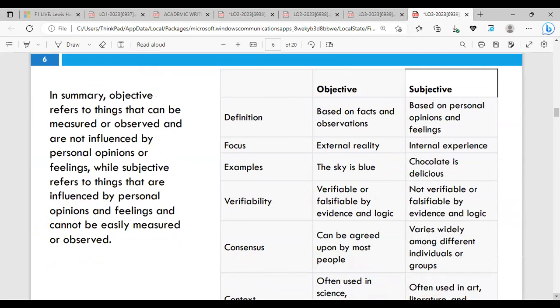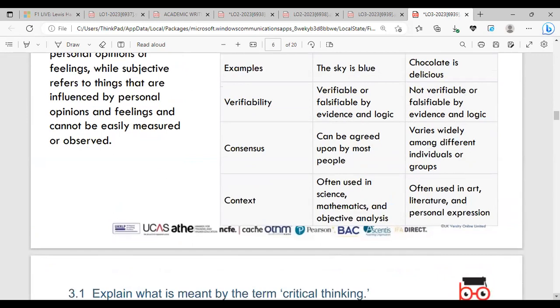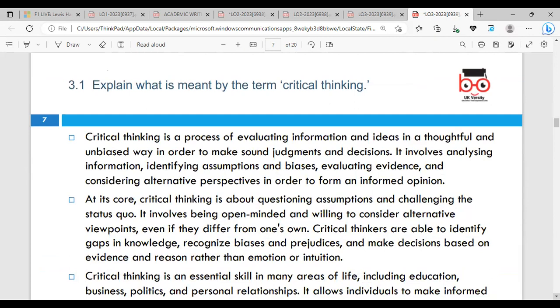Okay, in summary, let's look at objective and subjective. Objective refers to things that can be measured or observed and are not influenced by personal opinion or feelings, while subjective refers to personal opinion and thinking. So the definition: objective is based on facts and subjective is based on personal opinion. The focus is external reality versus internal reality. For example, the sky is blue is objective; chocolate is delicious is subjective. Then verifiability: objective has evidence and logic, and consensus, so it can be agreed upon, while subjective views vary among most people in the light of various authors. Thus we can compare and contrast whether something is objective or subjective.